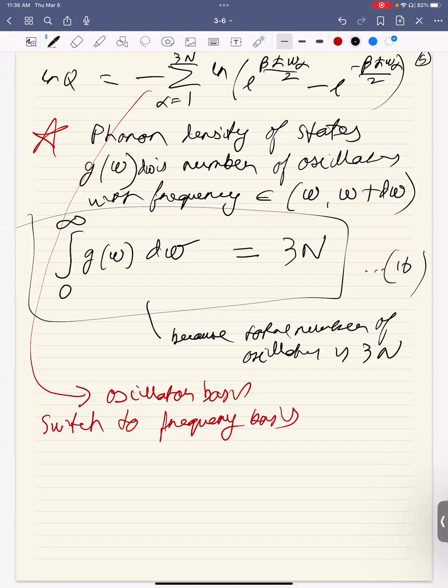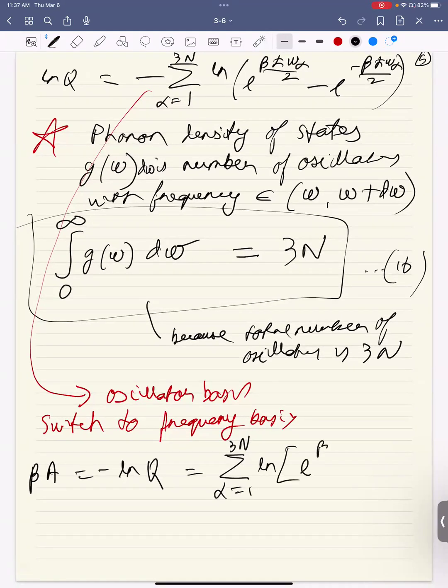In that case, I have also been dealing with ln Q. Why? Because ln Q is the same as, well, let's not write it over here. So we are switching to frequency basis, and what we are interested in is beta A, beta multiplied by the Helmholtz free energy, which is the same as minus ln Q. So as per the above equation, this is the same as the sum from alpha equal to 1 to 3N of ln of e to the power beta h cut omega alpha by 2 minus e to the power minus beta h cut omega alpha by 2.